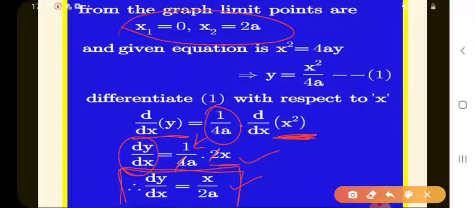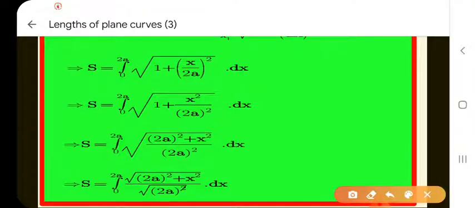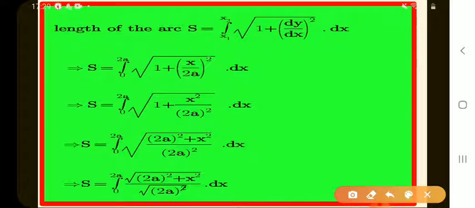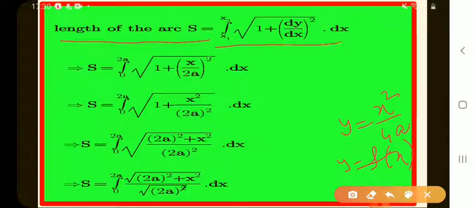We have limit values and then we have the first derivative. Okay. Now I write the formula for the length of arc of the given equation. See, length of arc S equals, what is the formula? Here, what is the equation we have? y equals x square by 4a. That means y equals f of x model. So we use the first formula. What is the first formula? Integral x1 to x2 root 1 plus (dy by dx) whole square dx.